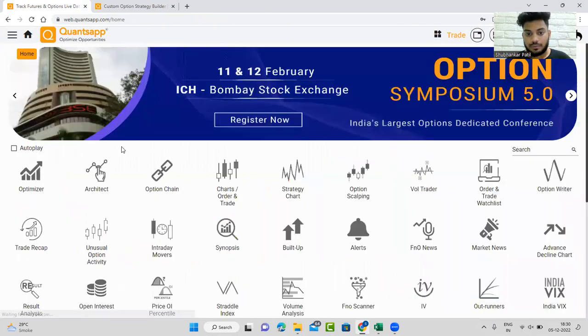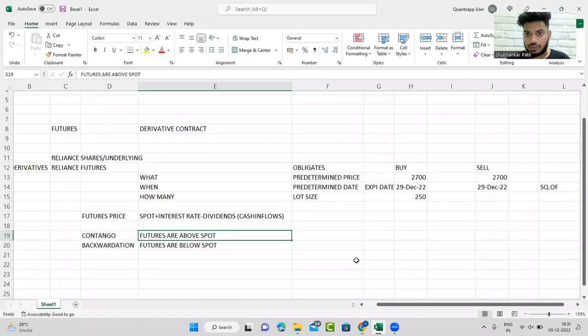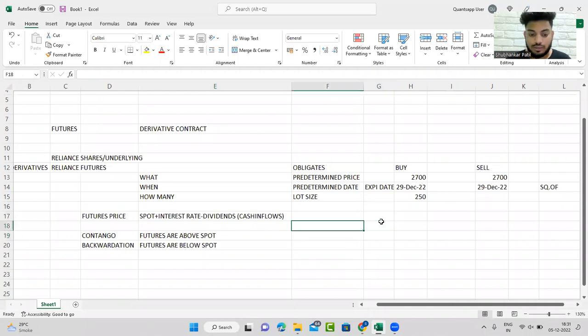So now coming to the most important aspect, why you should go ahead and trade futures. Let's say you want to buy Reliance's 250 shares in the spot market.